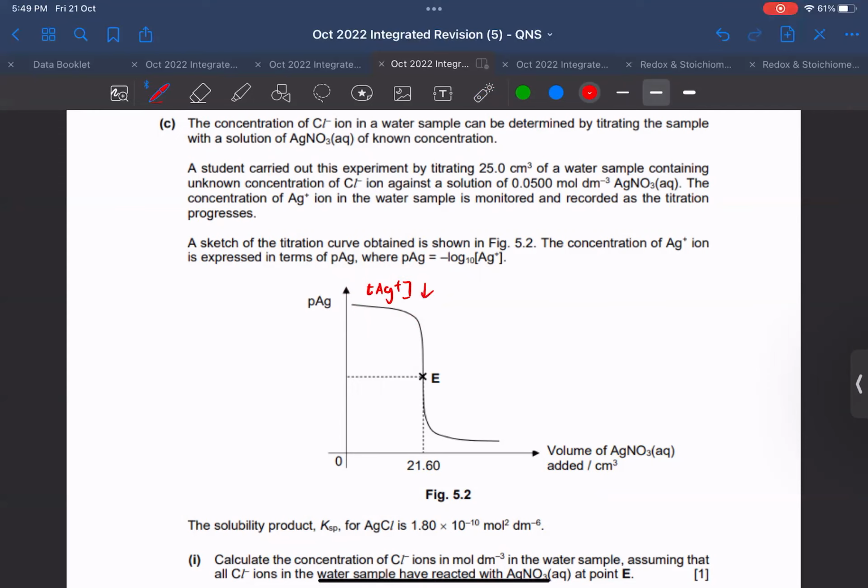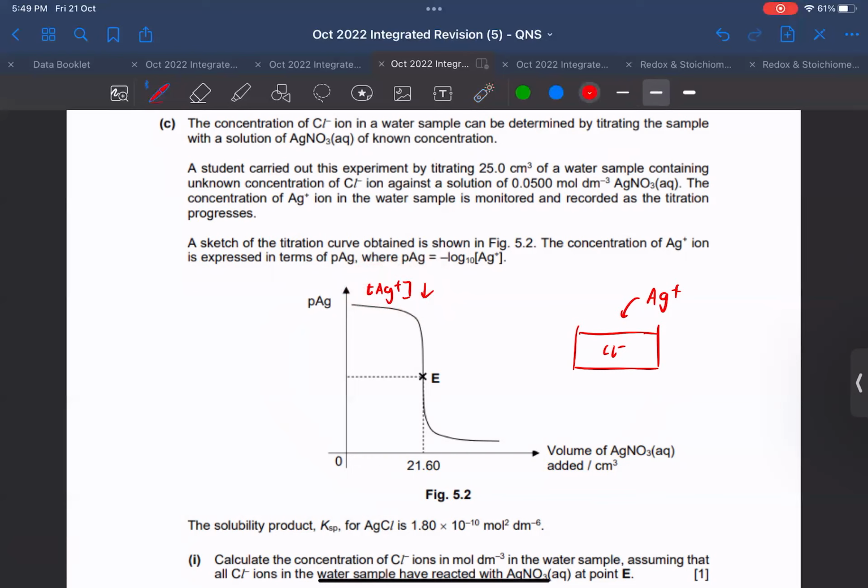Let's have a mental picture of what is happening here. We have a solution just filled with Cl minus ions. This is a water sample with only chloride ions, and we are trying to see how much chloride there is by titrating it with Ag plus. As I'm adding Ag plus inside, why is it that the Ag plus concentration still stays very, very small? Why does it not increase?